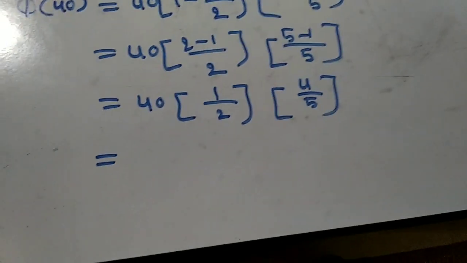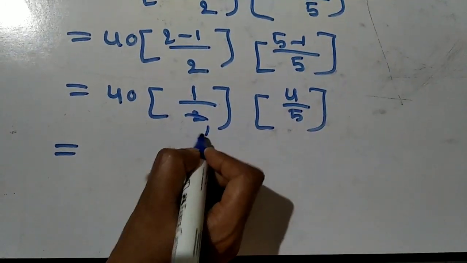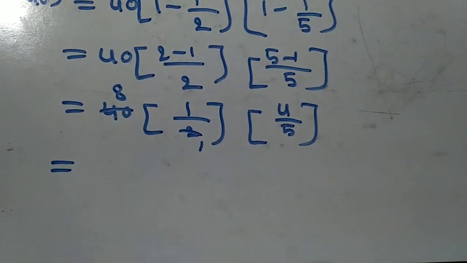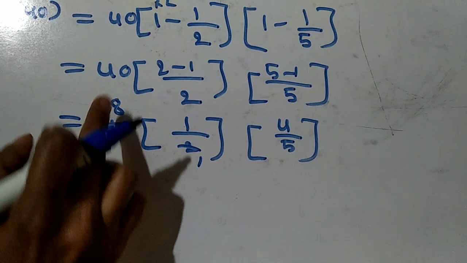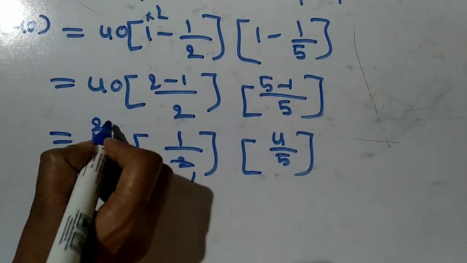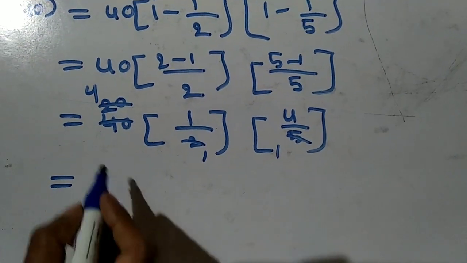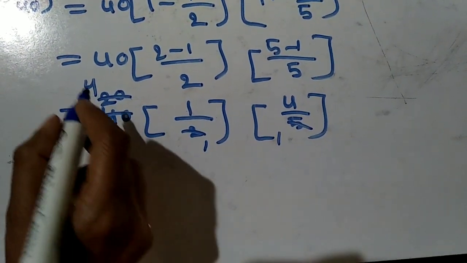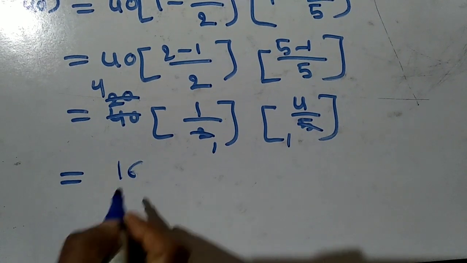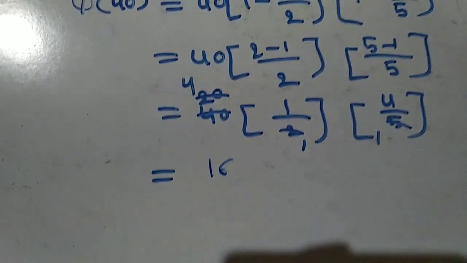So next just do simplify. 2 ones are 2, 2 eights are 2, 2 ones are 2, 2 twenties are... Okay, 2 twenties are, and 5 ones are 5, fours. So 4 into 4, or 4 times 4, gives me how much?